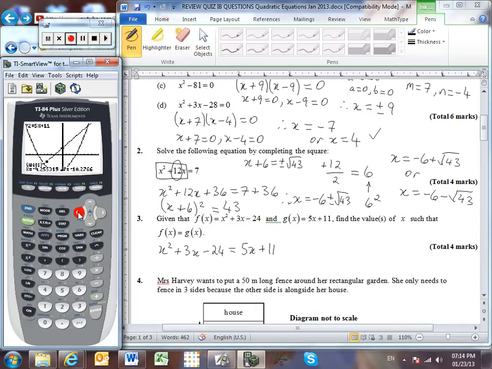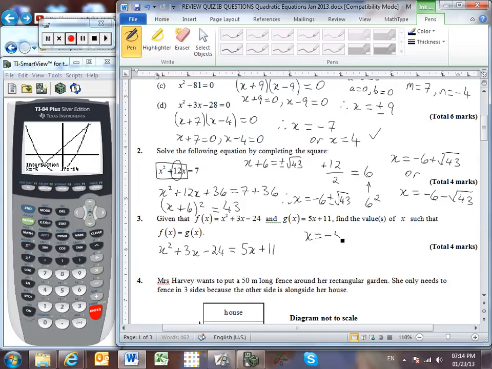I could also simply type in a number. I'll do that when I'm looking for my other intersection. Let's just move the cursor nice and close. It doesn't have to be exactly on top. And I'll press enter. Tells me that the x value, we're only looking for the x value here in this question, the x value for the intersection is -5.